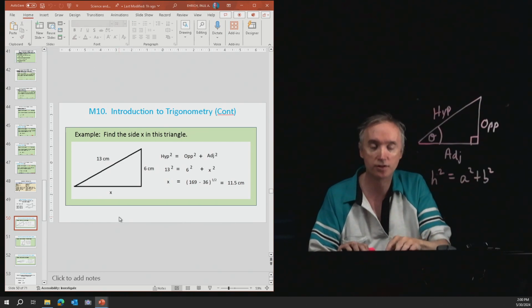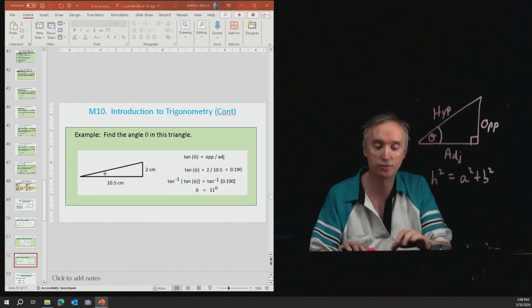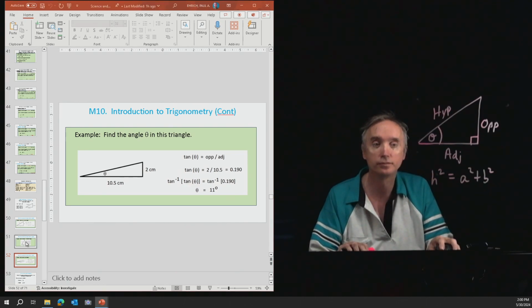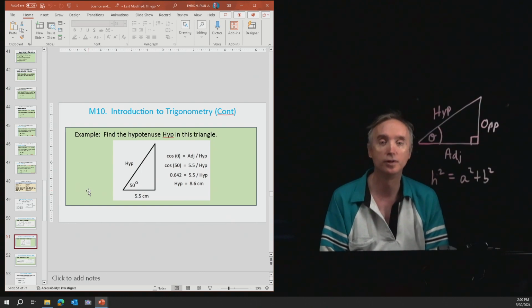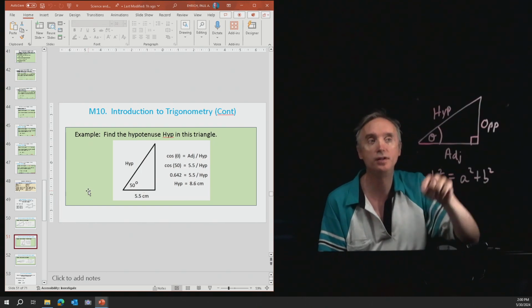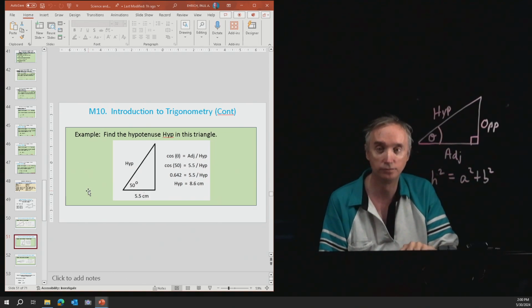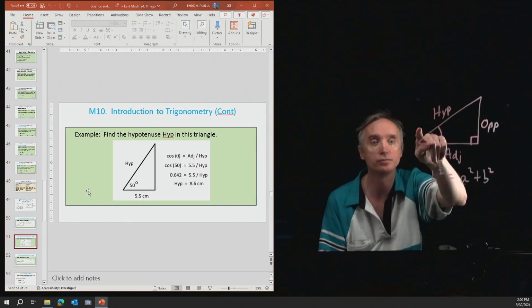All right, so let's go to another example of how to use this. And this time we want to find, okay, so this is the one that we want to do. Notice that this time we're given this angle. It's a 50-degree angle. We're given this side here, and the goal is to figure out the hypotenuse.